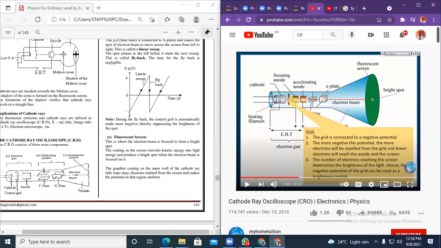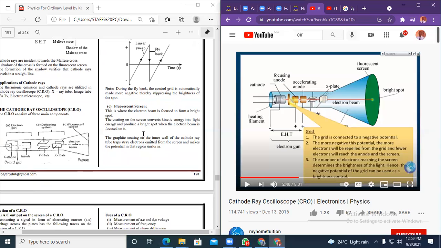So you only see a straight line from left to right. During the linear sweep, that's when the negative potential of the grid has been reduced. If the negative potential of the grid is reduced, more electrons can reach the screen. That happens during the linear sweep. But during the flyback, just a few electrons are allowed to reach the screen by increasing the negative potential of the grid. So that's what they are saying: during flyback, the control grid is automatically made more negative, thereby suppressing the brightness of the spot.